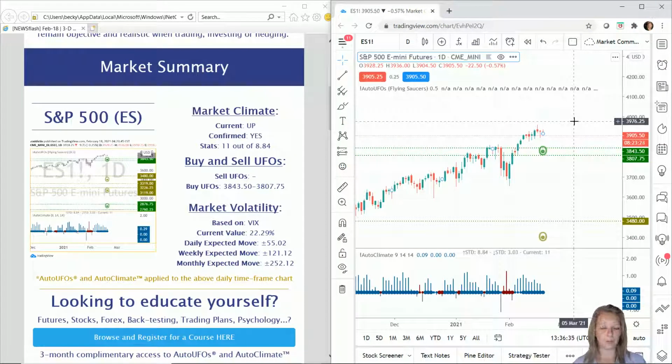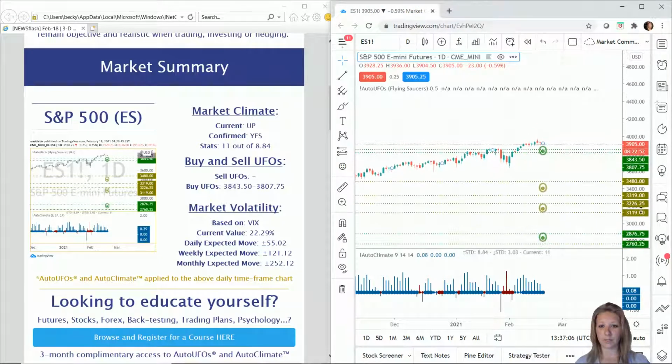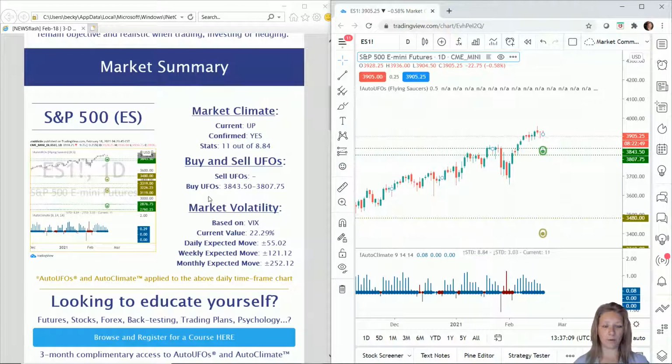So what AutoUFOs are doing, what these little flying saucers are showing us, is it's scanning through data and it's finding where there is a high probability of there being, in this case, buy orders, if it's green UFOs. If it's red UFOs, it would be sell orders. So again, we have an idea of where we might have probability that price changes direction. So here, the closest green UFO we have is this top one, which is 3843.50 to 3807.75. Now, that's our closest buy UFO, and as you can see, no sell UFOs above us, nothing above us. And we can see that here on the email as well. We've got a buy UFO with the data, and we've got sell UFOs, nothing there. Because there are no sell UFOs on this chart, we're pretty much at all-time highs, so that's why.